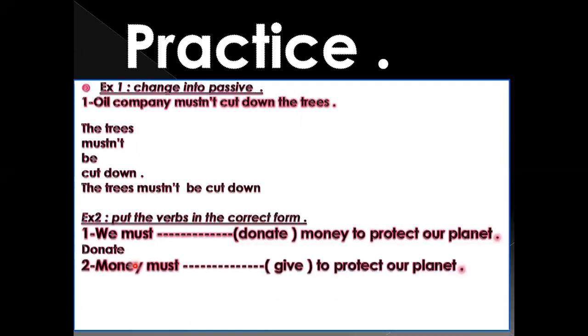The second one: money must give to protect our planet. When we say the money gives or is given, it is a passive voice sentence. Since it is a passive voice sentence, you are going to use object plus modal plus be plus the past participle form of the verb. So the correct answer will be, excellent, money must be given. Again, money must be given. Did you understand the lesson?